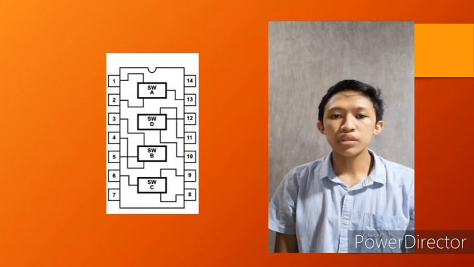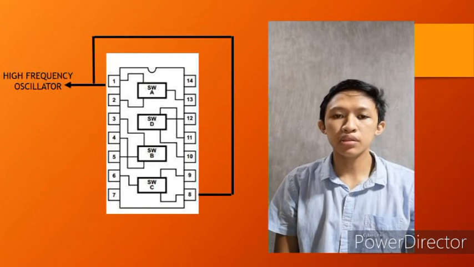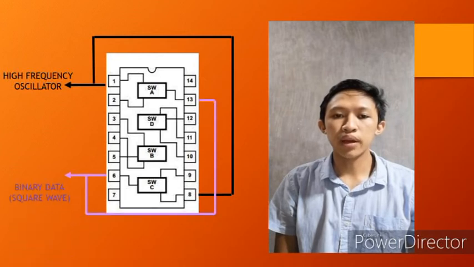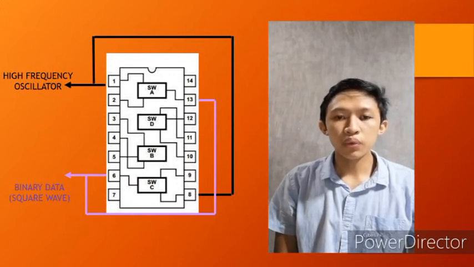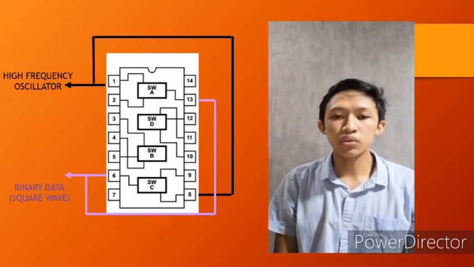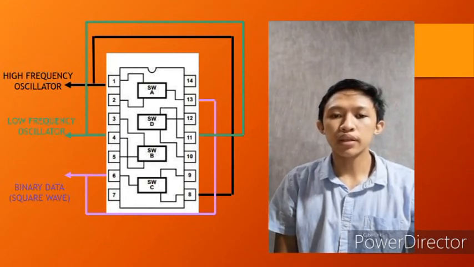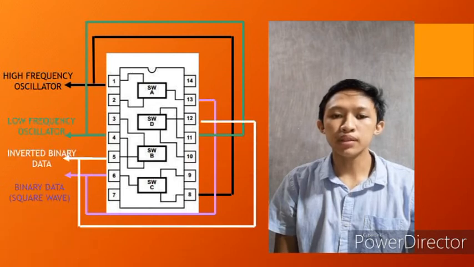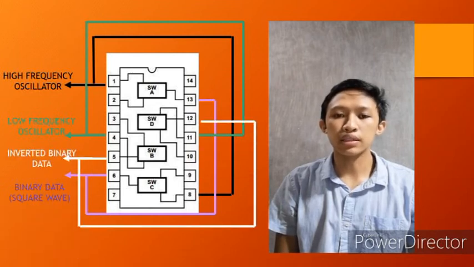A high frequency sinusoidal signal from oscillator 1 is applied at pins 1 and 8 of IC1, which is controlled by binary data from the binary message at pins 13 and 6 of IC1. A low frequency signal from oscillator 2 is applied at pins 4 and 11 of IC1, which is controlled by binary inverted data applied at pins 5 and 12 of IC1.